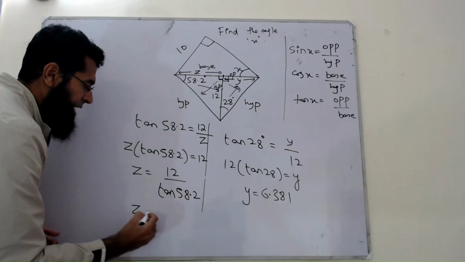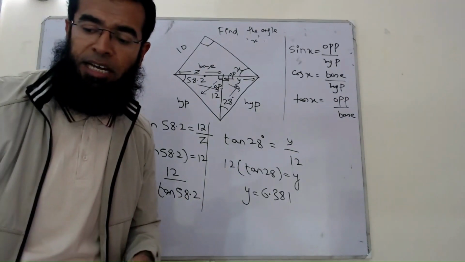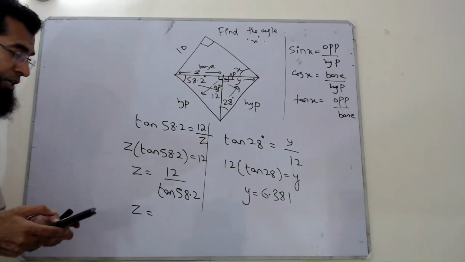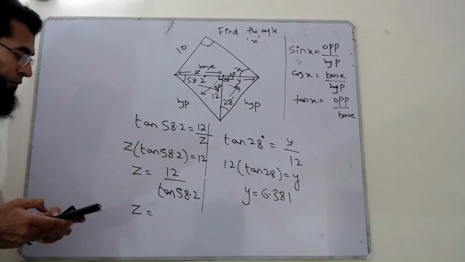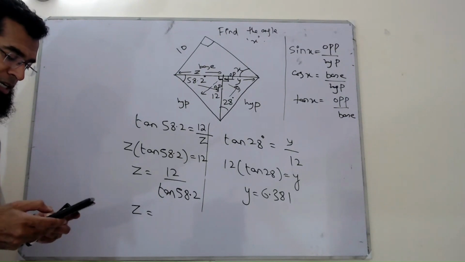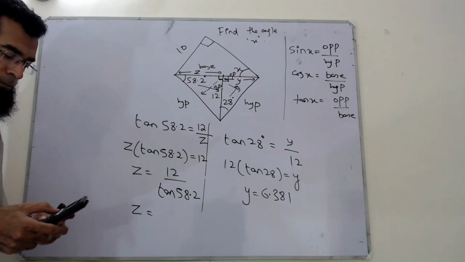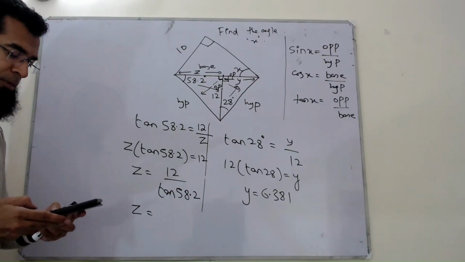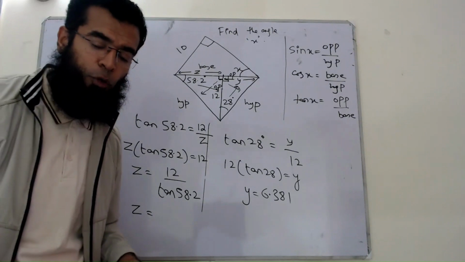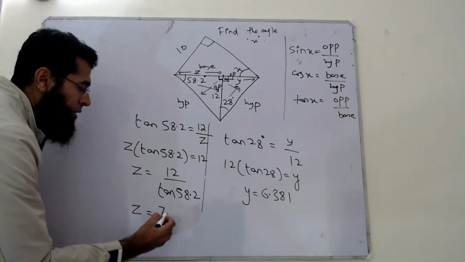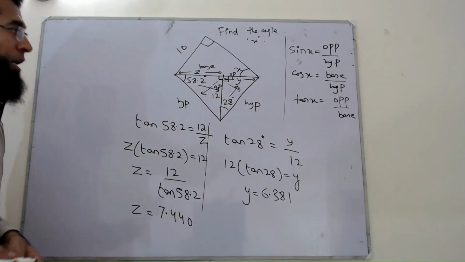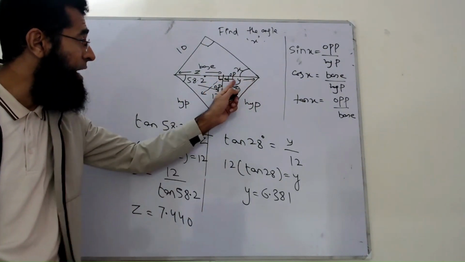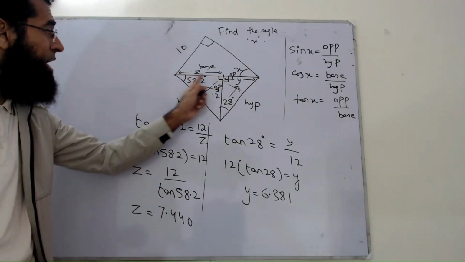So for the length z, pick up your calculator and simply plug in 12 divided by tan of 58.2 degrees, bracket close, and beta, you get the value 7.440. So we've got the length y, and we've got the length z.